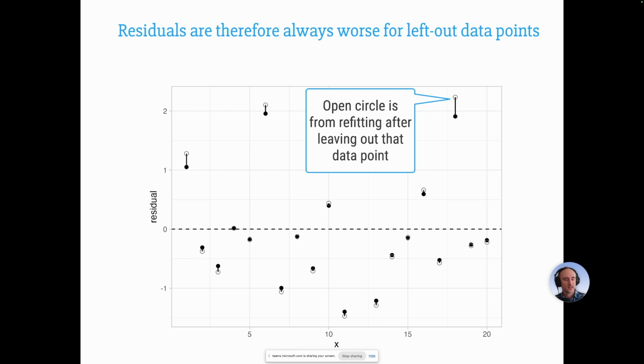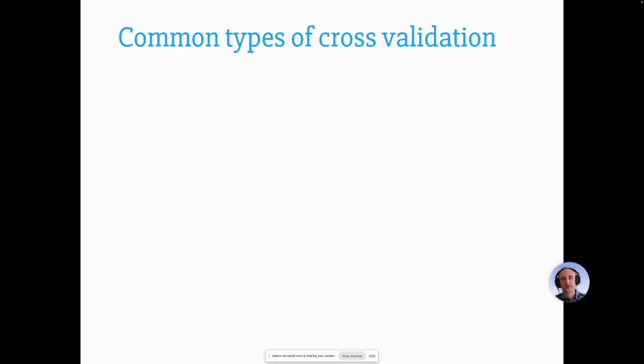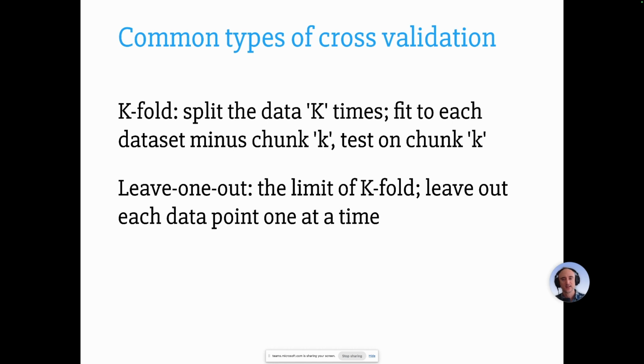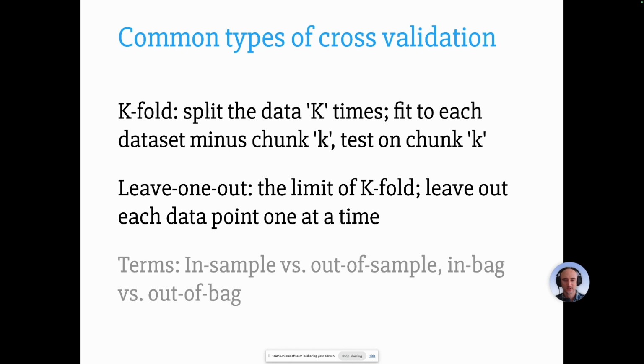So what we want is some way to quantify the goodness of fit using these left out data points, to know how good our model would be at predicting left out data, but we also want to do it in some way that is computationally feasible. There are several common types of cross-validation. One that's often called k-fold means that you split the data k times, fit to each data set where you've left out chunk k, and then you test the goodness of fit on chunk k. There's leave one out, which is the limit of k-fold, where k is the number of data points. You leave out each data point one at a time. That's what I was showing in the visualization there of the left out residuals.